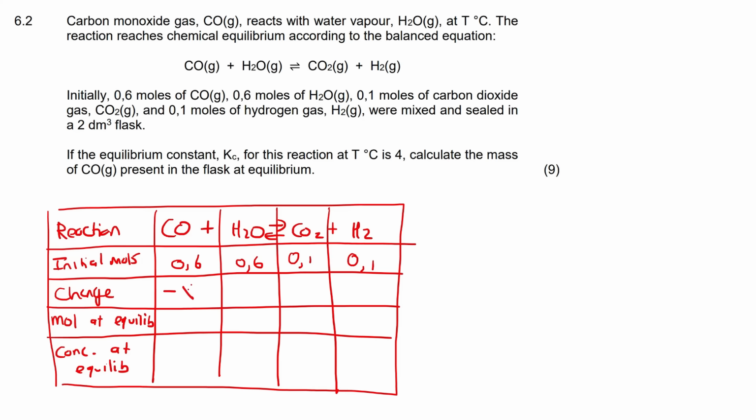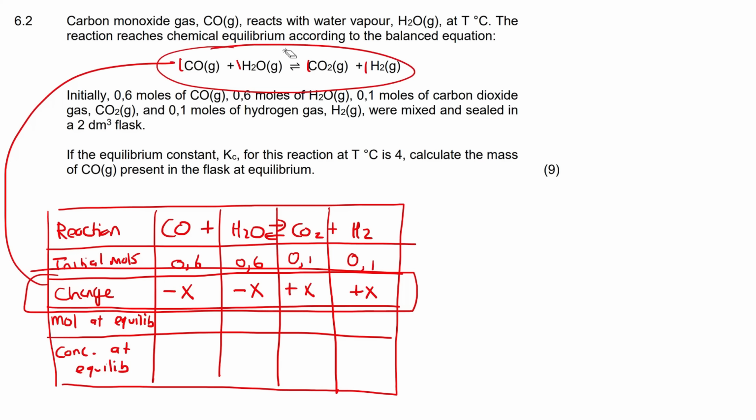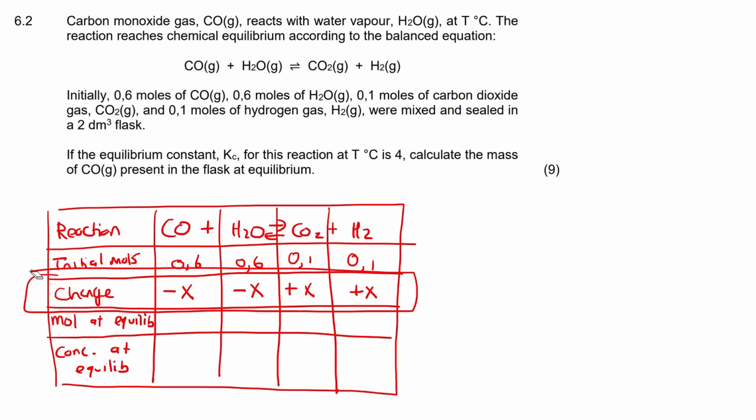This one we know is going to go down, so we'll just make it go down by x. Now, can you see that the mole ratio is 1 to 1? So this would also go down by x. And then all of them are 1 to 1, so these would go up by x. For every 1 mole that goes down, this one would go down by 1. For every 1 mole that this one goes down, this would go up by 1, and this would also go up by 1 because their mole ratios are all 1 to 1. Remember that with this change row, you always base it on the mole ratios. Okay, so there we've just got that.